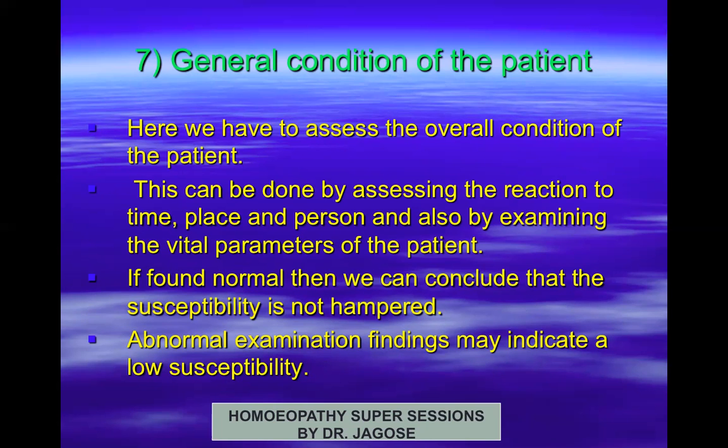Now we have to take a summation of all these 7 points, and come to a conclusion whether susceptibility is high or low. Out of all these 7 points, suppose we have 5 points in favor of high and 2 points in favor of low. So overall, we know that the susceptibility of this patient is high.